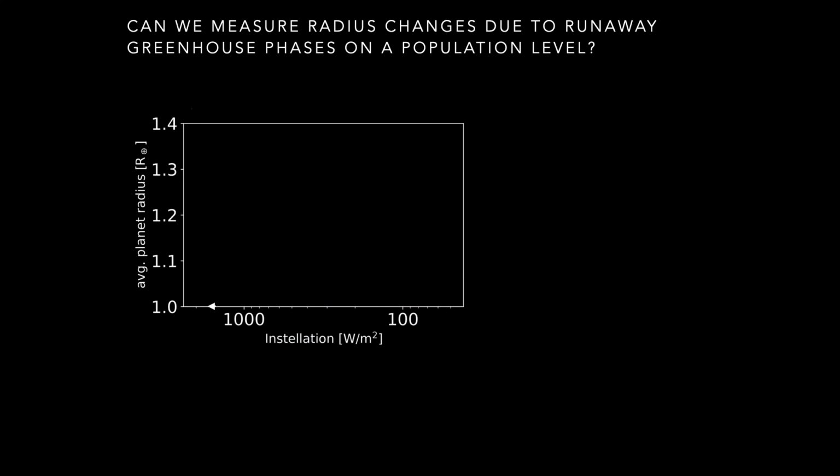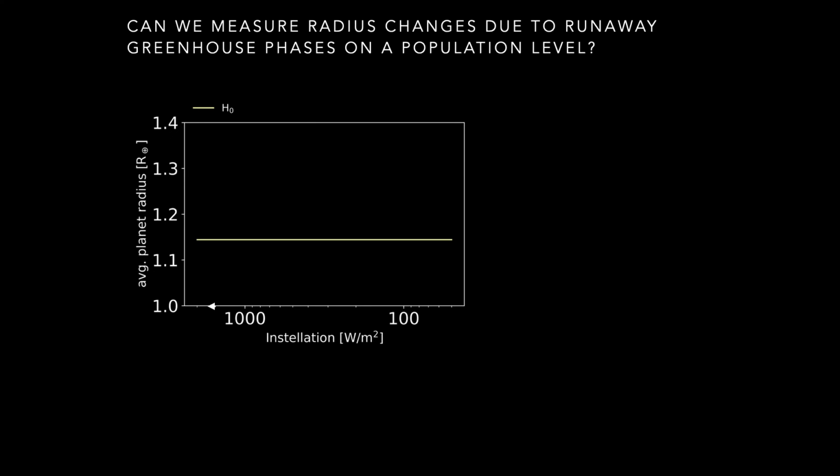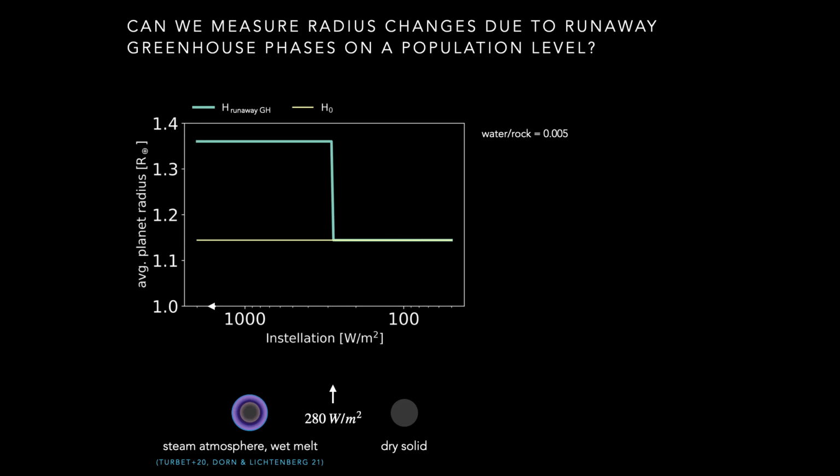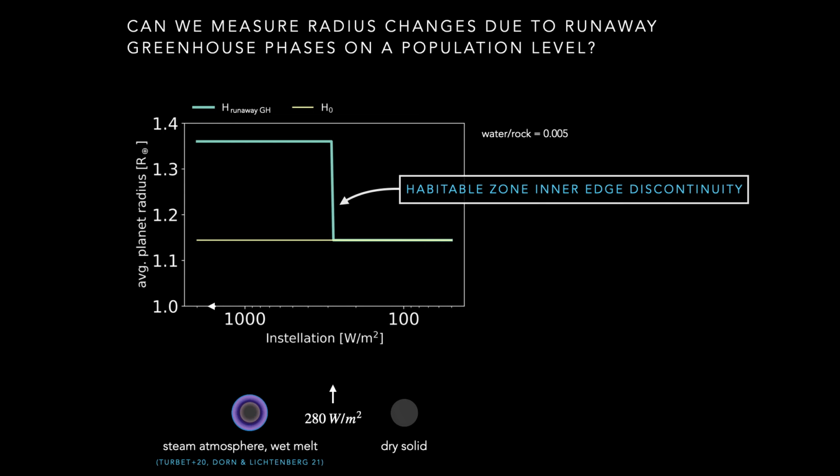Our null hypothesis is that the average measured radii of planets do not depend on the absorbed stellar flux. But if we assume that there is a fixed threshold insolation above which planets with a volatile-rich atmosphere are in a runaway greenhouse state, then if some of these planets contain water that can form a steam atmosphere when we observe them, we expect a discontinuity in average planet radius. We call this the habitable zone inner edge discontinuity.